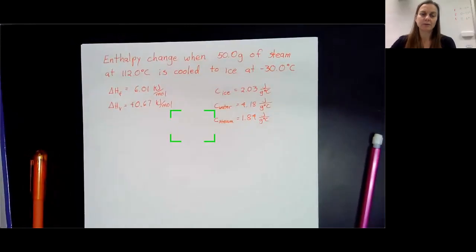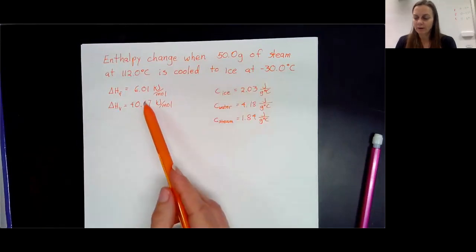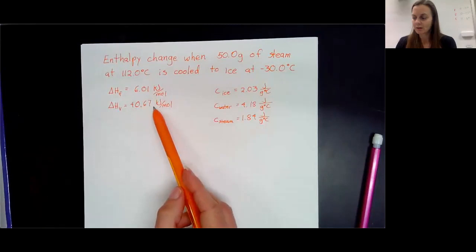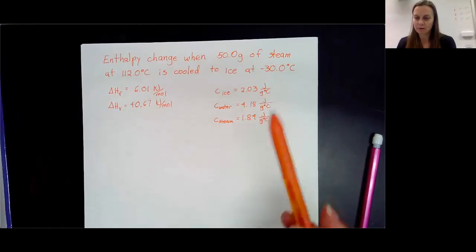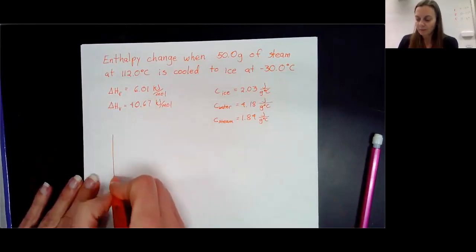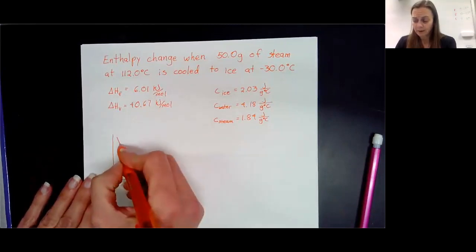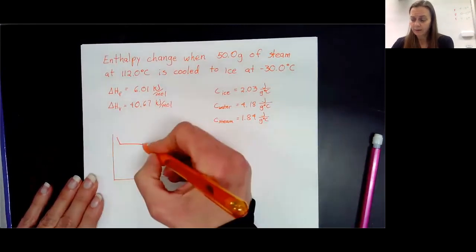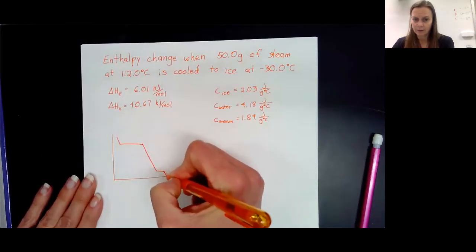There we go. Okay. So it's asking us for the enthalpy change when 50 grams of steam at 112 degrees Celsius is cooled to ice at negative 30 degrees Celsius. So we have our enthalpy of fusion, our enthalpy of vaporization. We have the specific heats of ice and water and steam. And you notice that those are all different. So I'm just going to draw for myself a quick graph to remind myself that it's going to go down, and then it's going to condense, and then it's going to go down again, and then it's going to freeze, and then it's going to go down again.